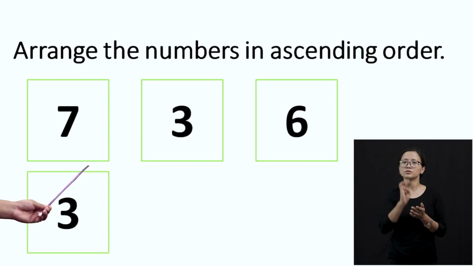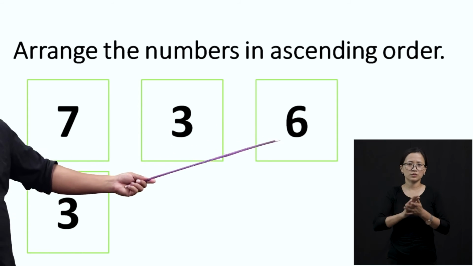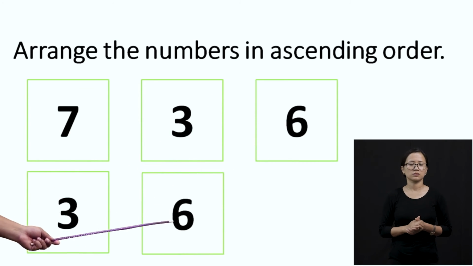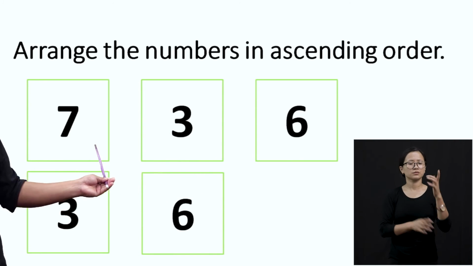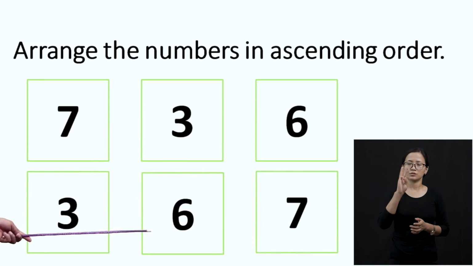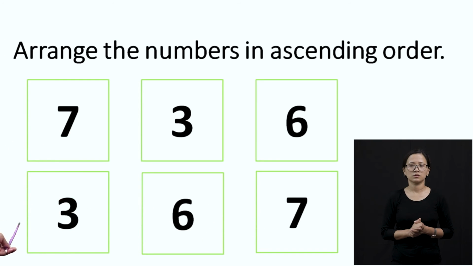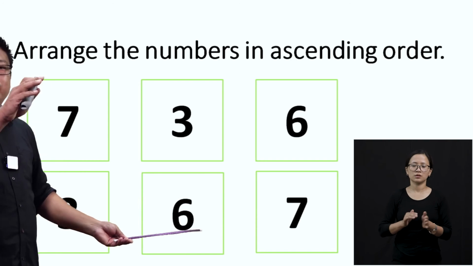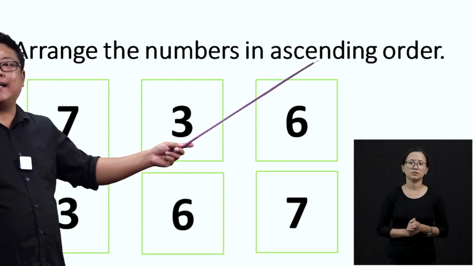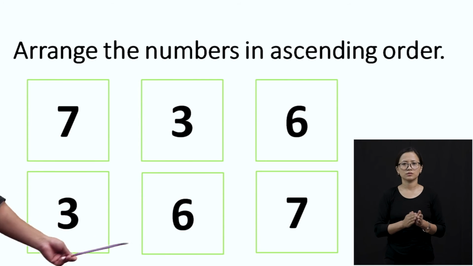Okay? Then 3 is already gone. So let's compare 7 and 6. 6 is smaller. So we will take 6 here. And the last remaining number is 7. So here you can see that we arranged the smallest number 3, then the next smaller number 6, and finally the biggest number 7. So since we arranged it in rising order, the number became bigger and bigger, so we call it ascending order. Okay, so ascending order simply means from small to big.